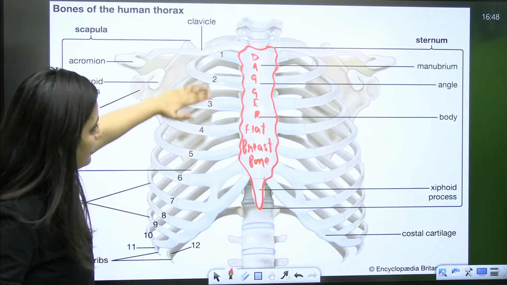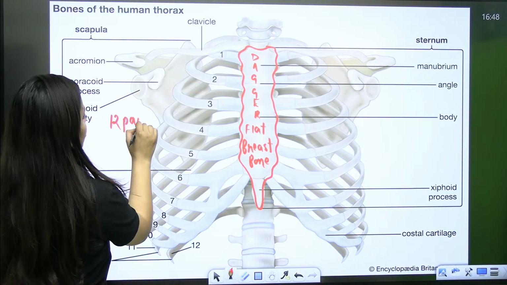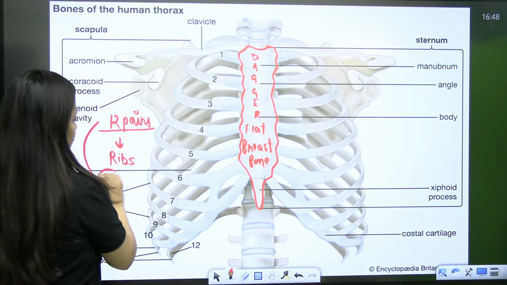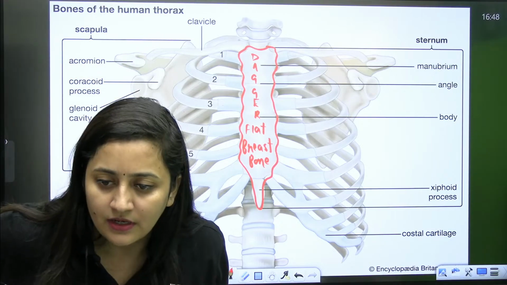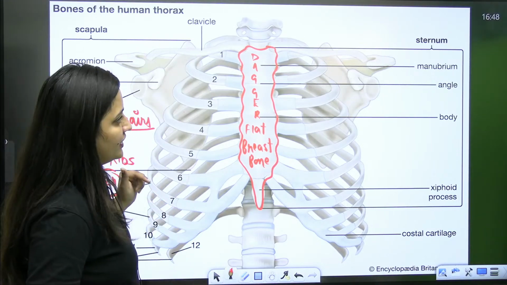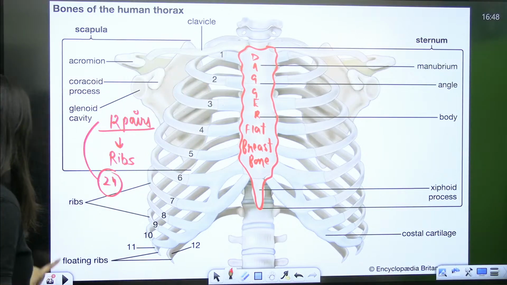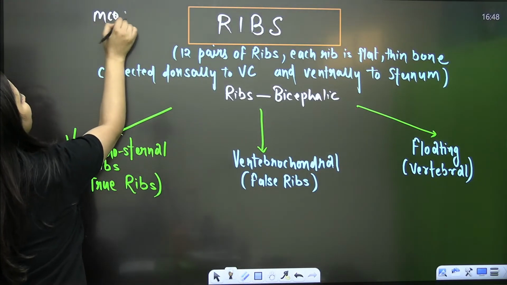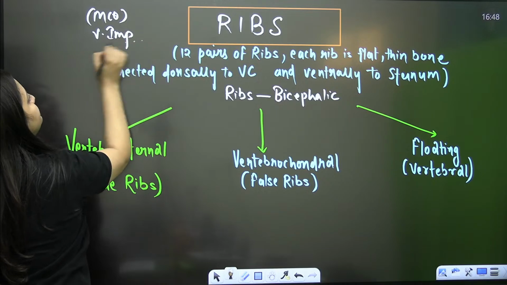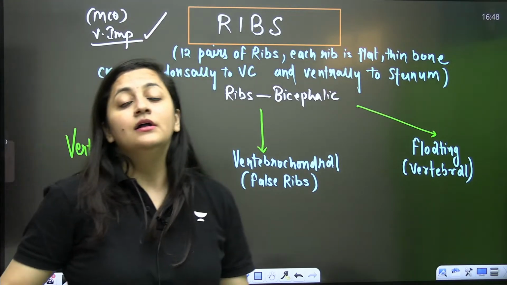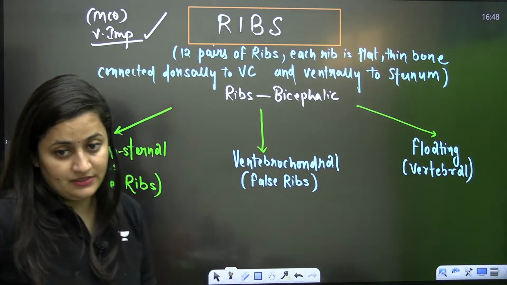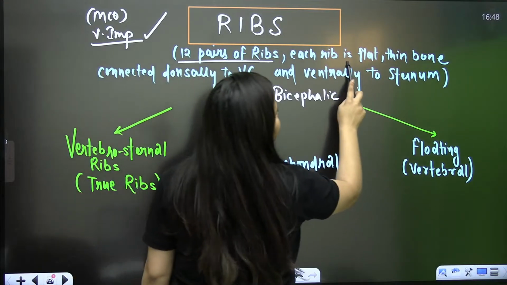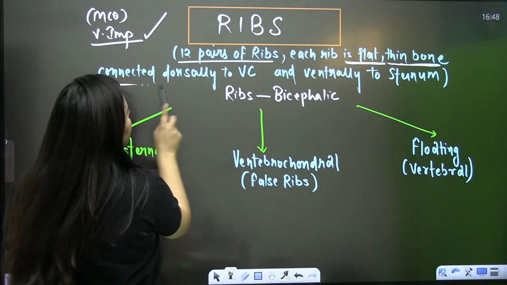Now here you will see, as I said, we have total 12 pairs of ribs. So means total 24 ribs are there. One sternum and 24 ribs we have. So definitely you are going to get questions from the ribs part. For sure. This is a very important portion, the ribs. So how many pairs do we have? 12 pairs. Each rib is flat, thin and connected.